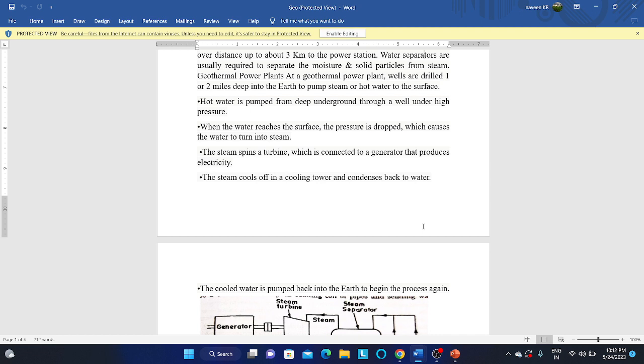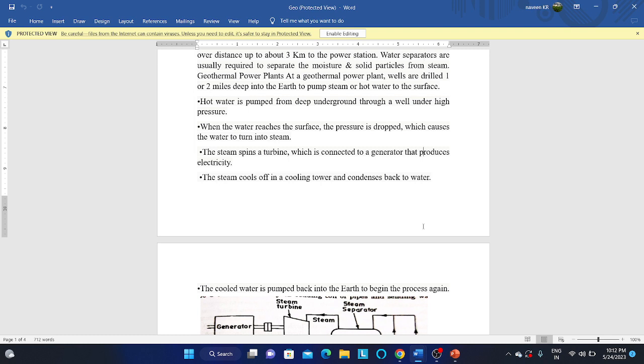You know one thing, mainly geothermal energy is used to produce electricity. This is the main use of geothermal energy. The steam cools off in a cooling tower and condenses back to water. The steam which was converted from water is cooled again, and that condenses back to water.